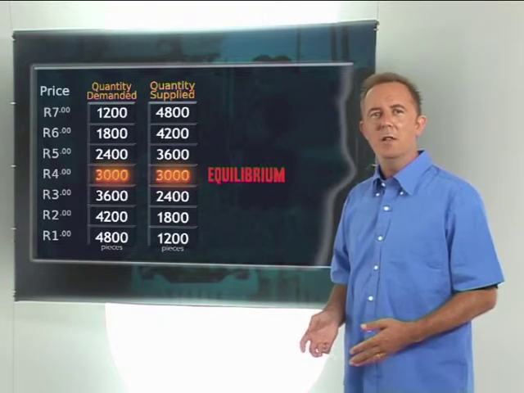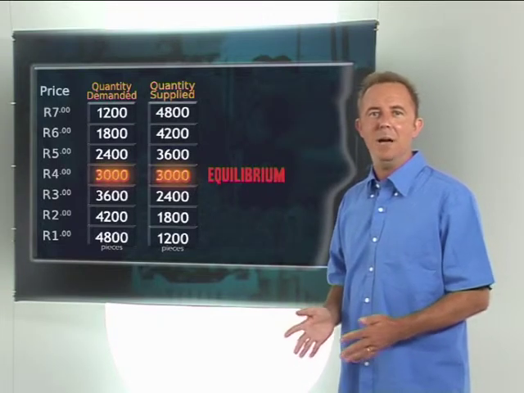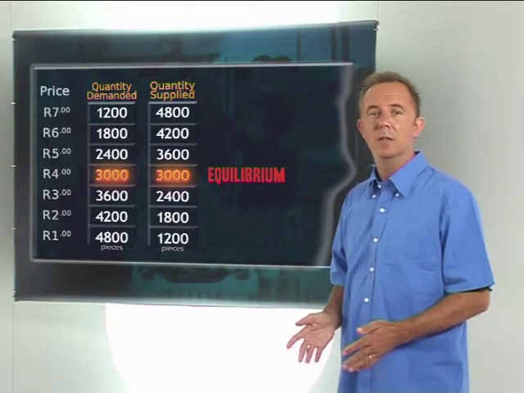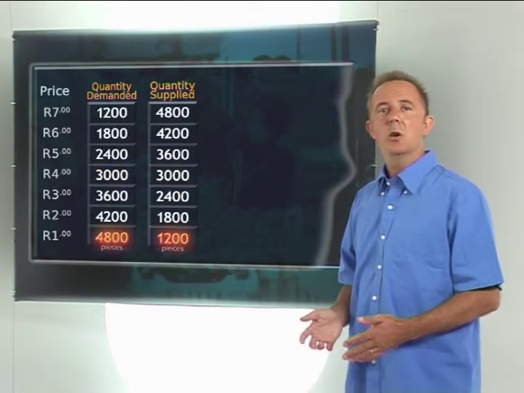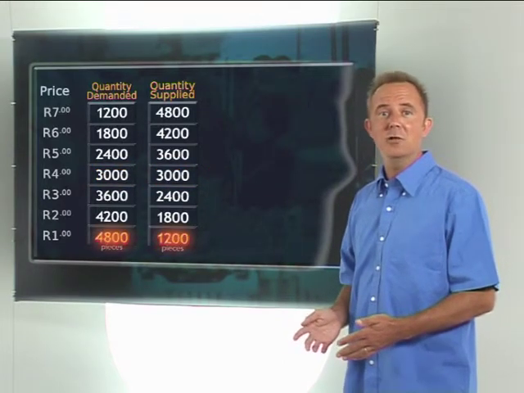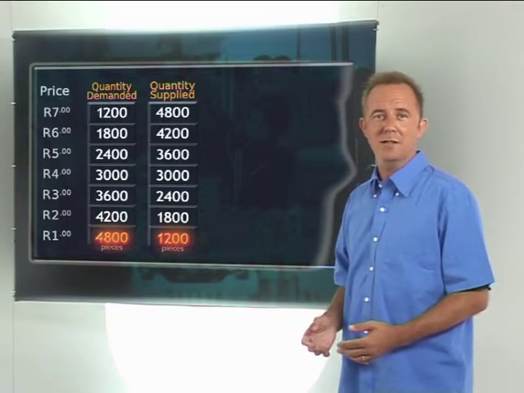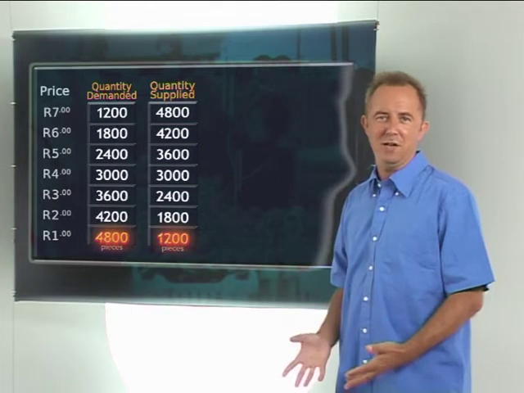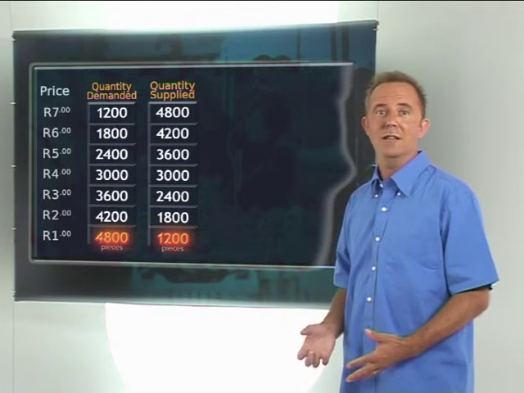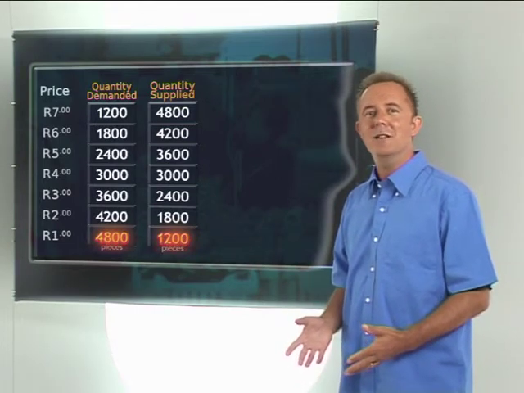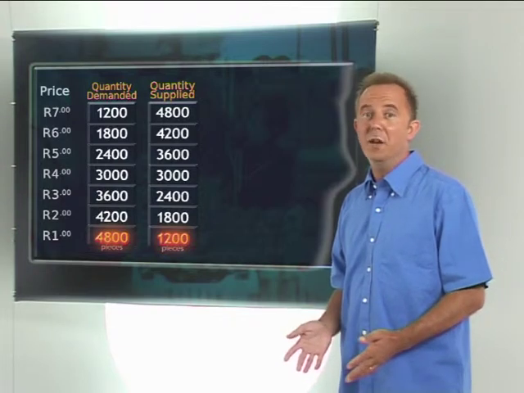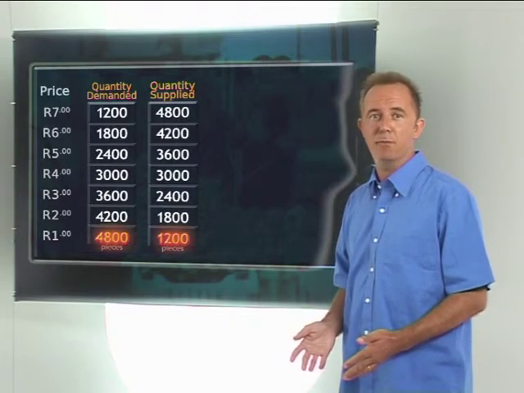At this point, the plans of buyers exactly match the plans of sellers. At R1, the quantity demanded is 4,800, but the quantity supplied is only 1,200 pieces. So the buyers are frustrated. They'd like to buy 4,800 pieces, but the suppliers are only prepared to produce 1,200 pieces at that price.